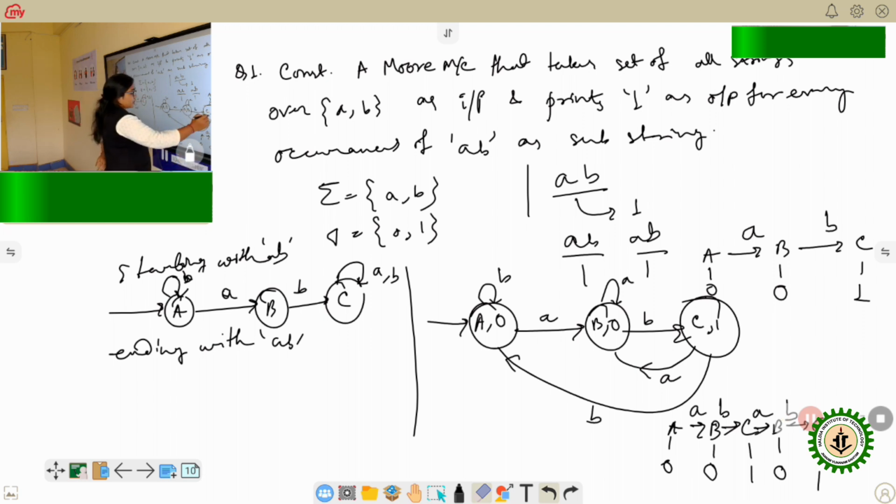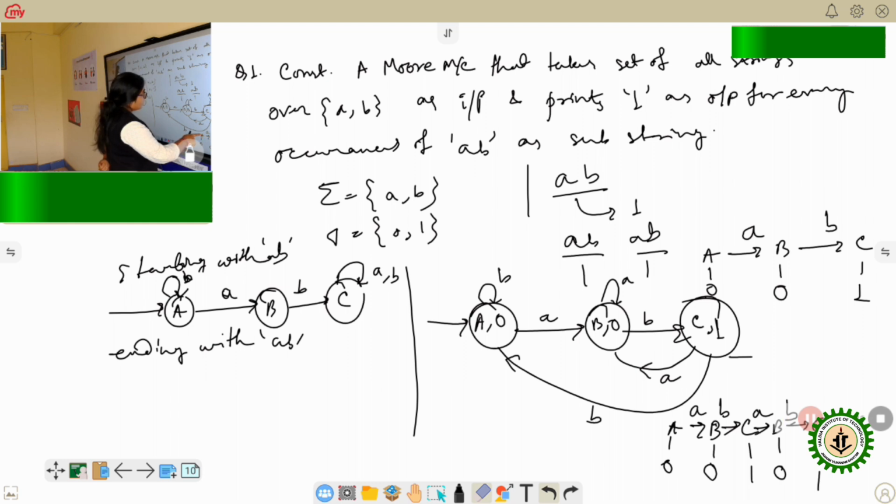Okay, so that is why I am considering this state as the accepting state, and that is why it will print 1. For other states it will print 0 because no AB is generated there. So if we see the example AB, this is the string from A. By giving input A, I can go to state B, and this is the motivation.